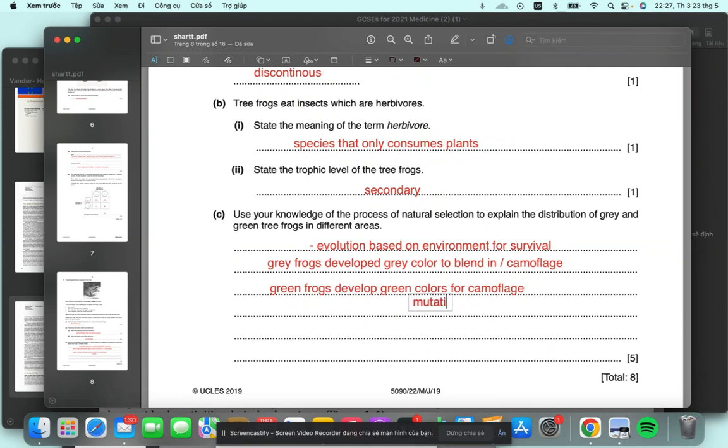What is the cause of mutation? Mutation is always spontaneous. It's random. And the genes would be passed on. Okay.